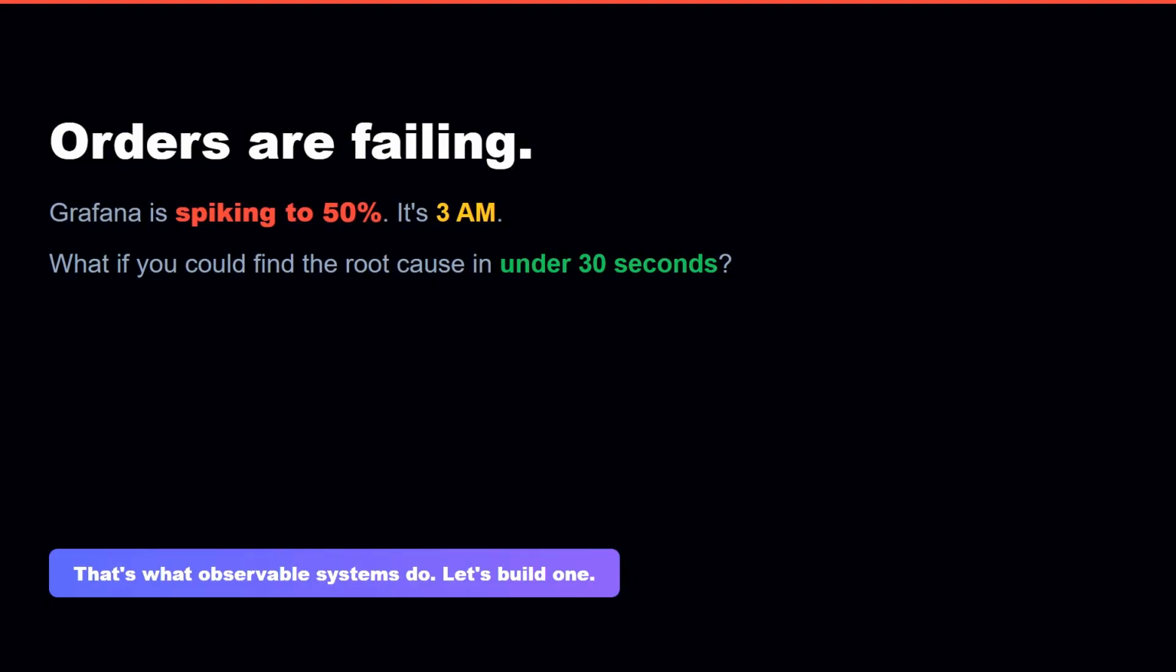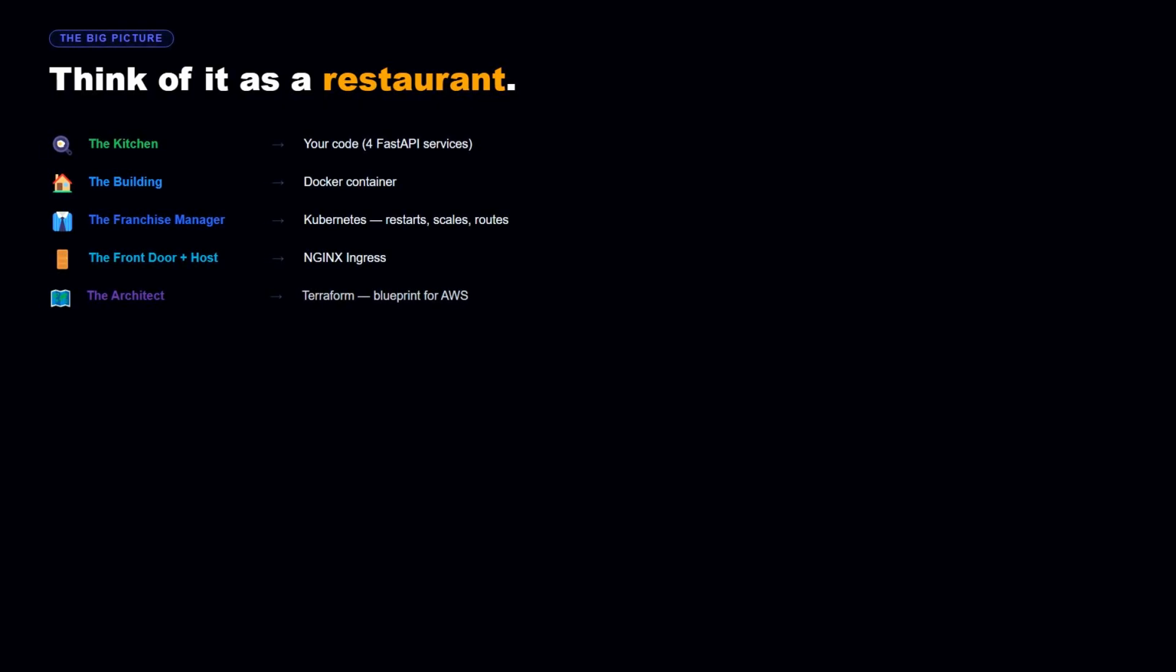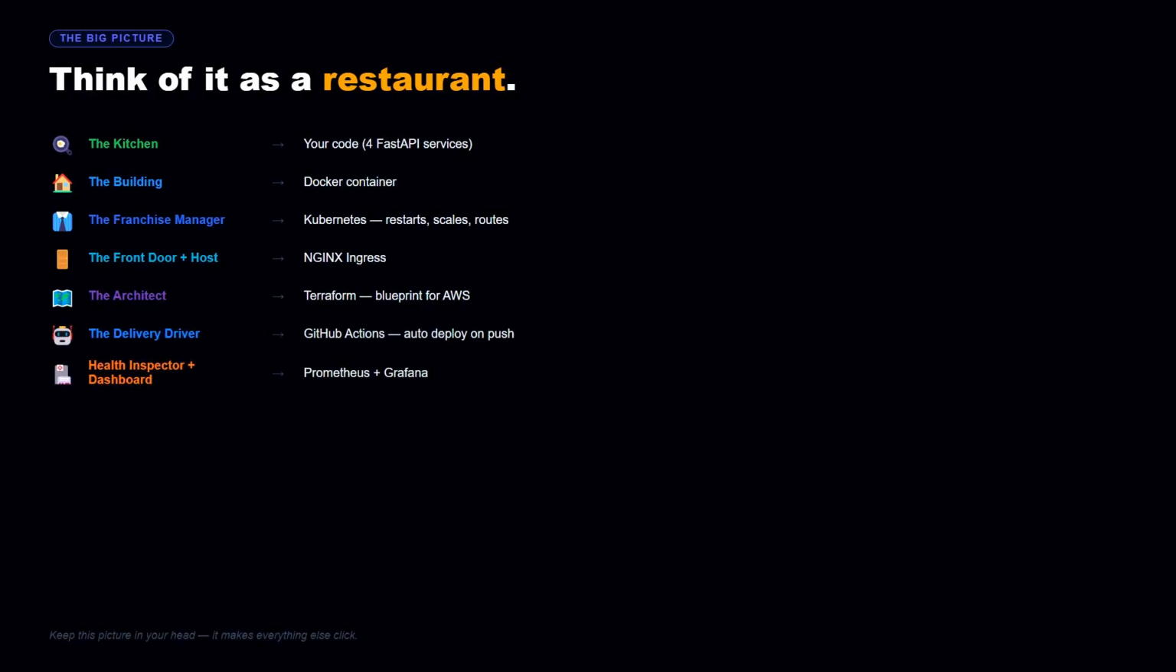Let's build one. Before we look at any code, let me give you one analogy that explains the entire project. Think of it as a restaurant. Your code is the kitchen. Docker is the building that houses it. Kubernetes is the franchise manager who makes sure every kitchen section always has enough cooks. The load balancer is the main entrance, the first thing every customer hits.